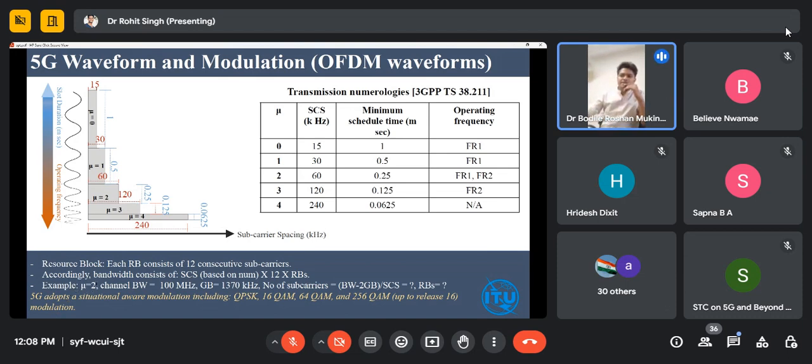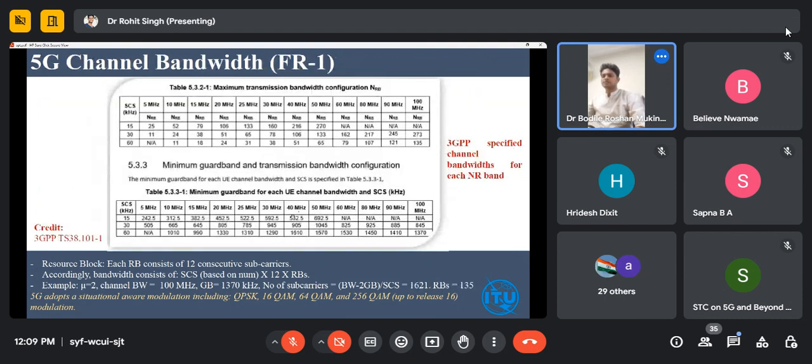So here is one example. For mu equal to 2, the subcarrier spacing is 60. And if 100 megahertz channel bandwidth is available, guard band is 1370 at both sides. So the total transmission bandwidth is equal to 100 megahertz minus 1370 left side, 1370 right side kilohertz. That is being separated, and the available transmission bandwidth will be divided into number of channels. So for mu equal to 2, one resource block will carry 60 kilohertz into 12.